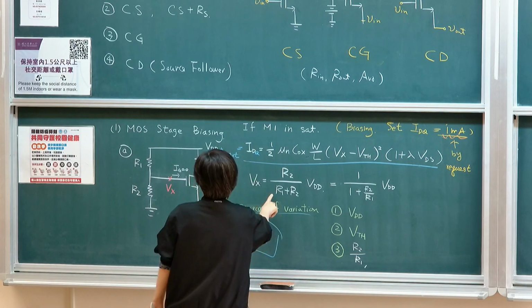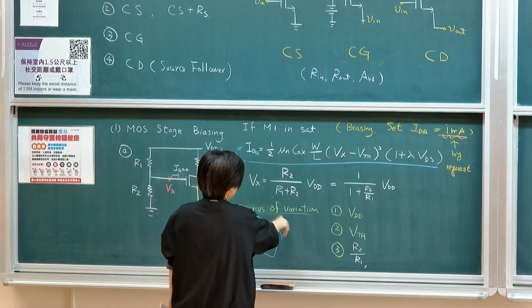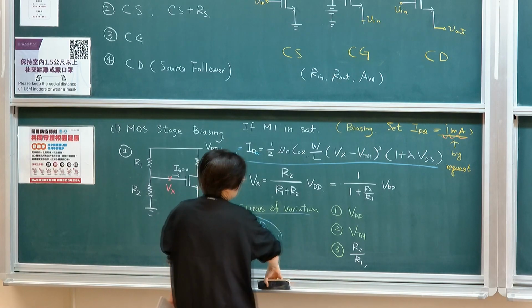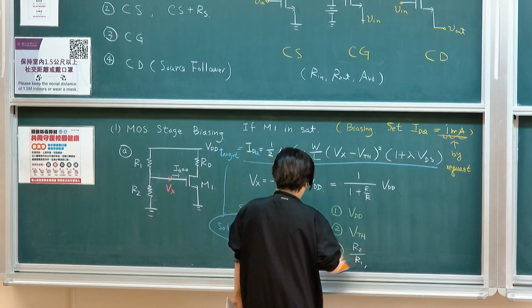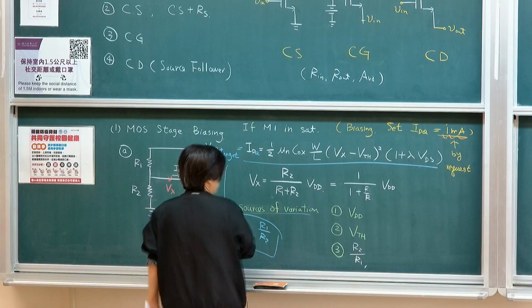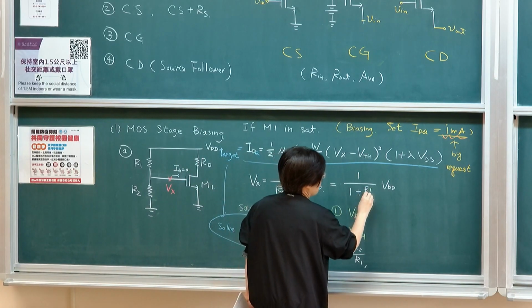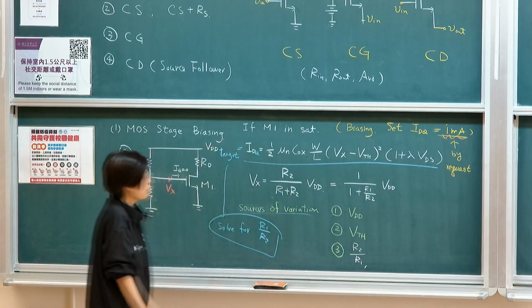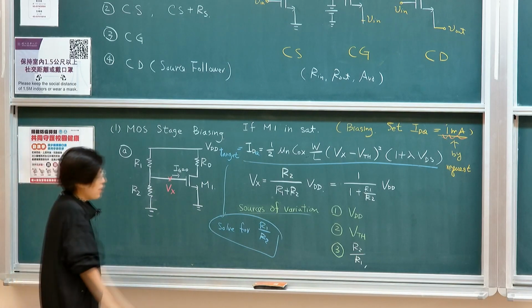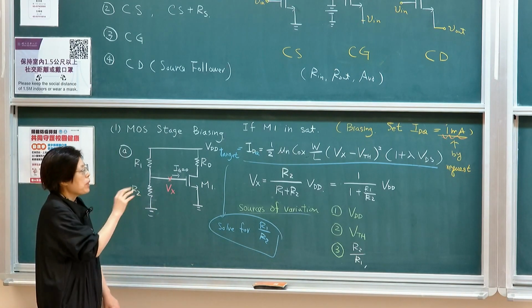VX, VDD, it should be like this, so I should divide it. Correct. I want to make it into a ratio, so I'm dividing this down so it's 1 over 2. Right? Is it correct? Okay, yeah. So I want to make it into a ratio. I'm going to discuss why.